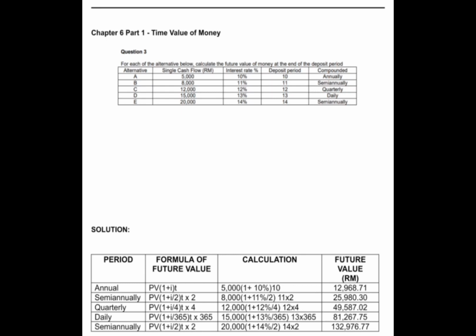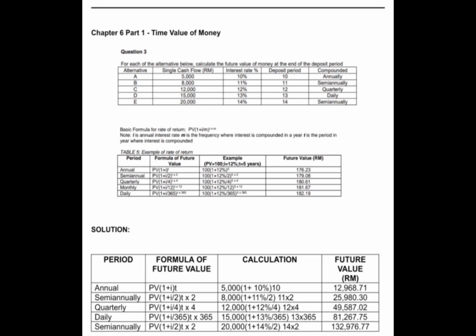We would like to discuss the answer of Chapter 6, Part 1. For question 3, it stated to calculate the future value of money at the end of the deposit period. For this question, you can refer to Table 5 in the handouts given under the subtopic Rate of Return.